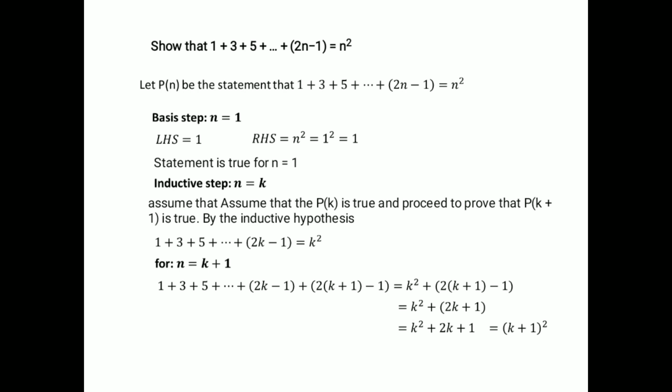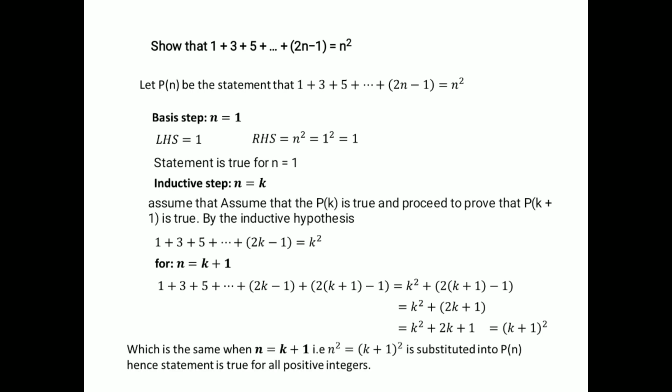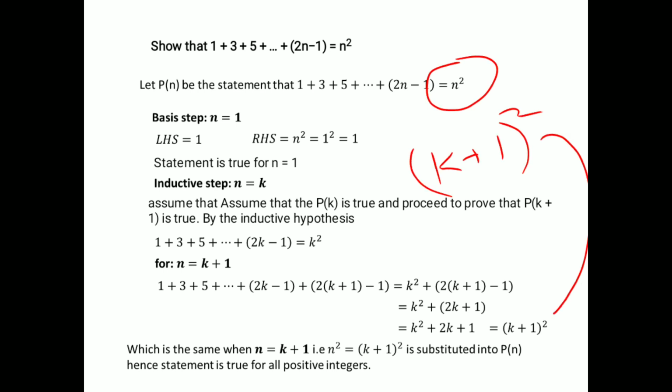Now I want you to notice that k plus 1 squared is the same as when you substitute n equal to k plus 1 into n squared. Look at your n here. If I put k plus 1 here, I'm going to get k plus 1 squared, which is exactly the same thing I got here by my inductive hypothesis. So we can now conclude that the statement is true for all positive integers.